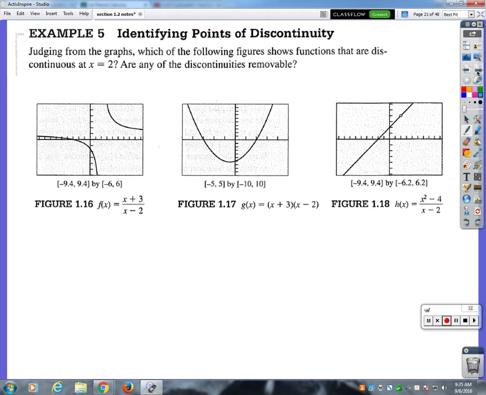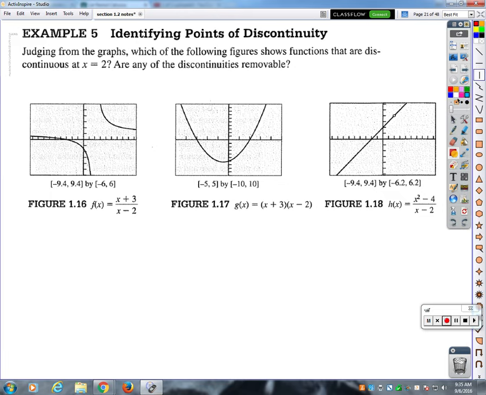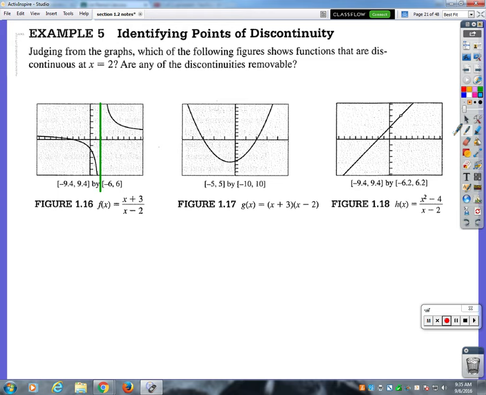No, because if I draw a vertical line at x equals 2, it doesn't touch either part of the graph. There's no value of y that I get when I plug in x equals 2. Okay? What kind of a discontinuity is this? Infinite. This is an infinite discontinuity.